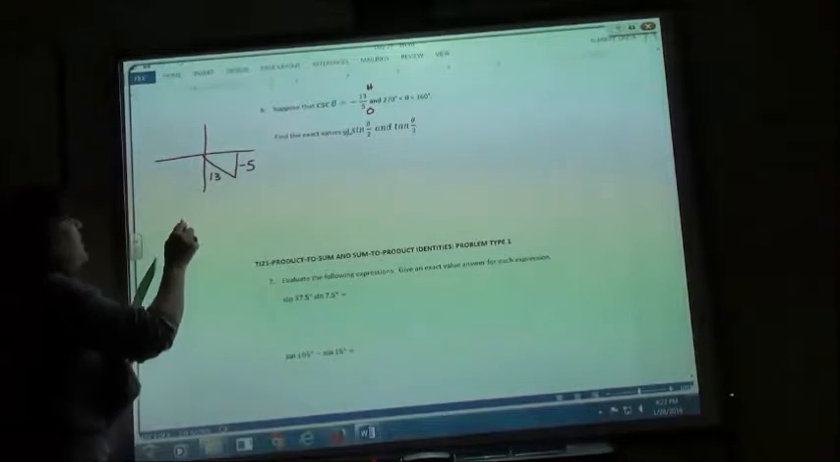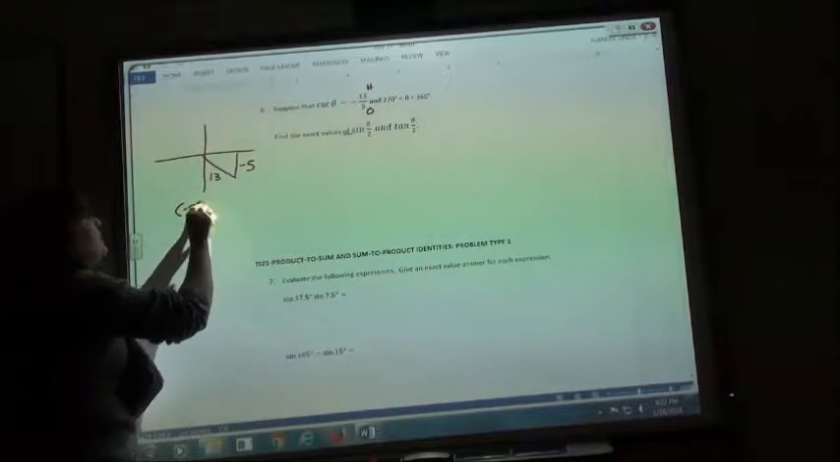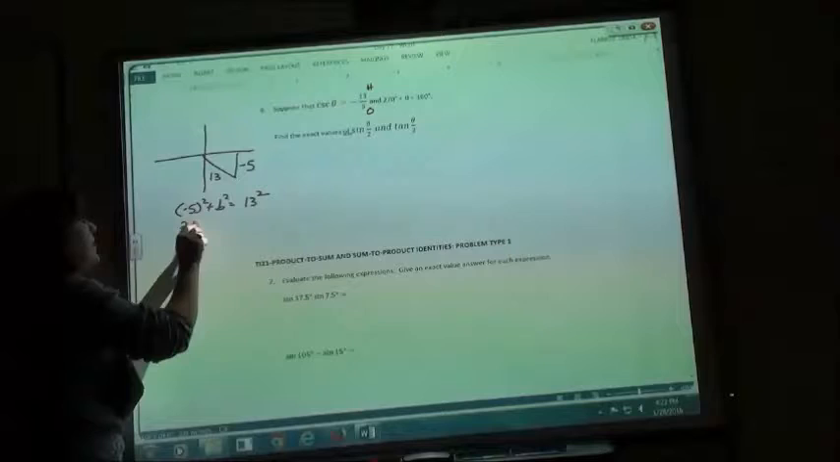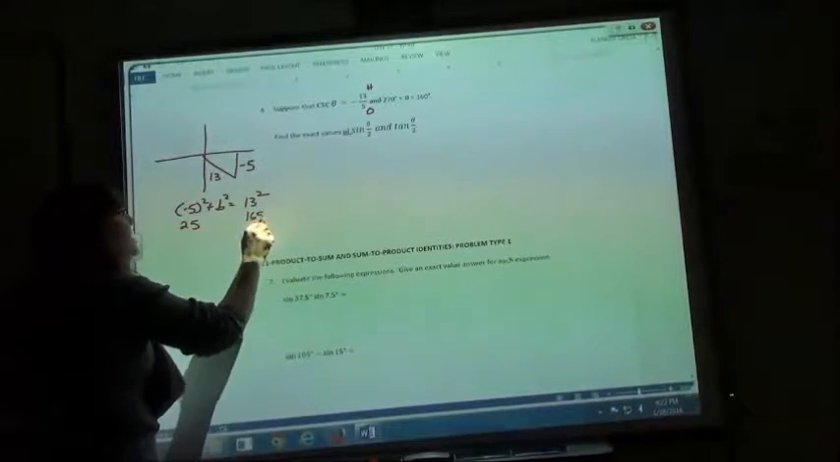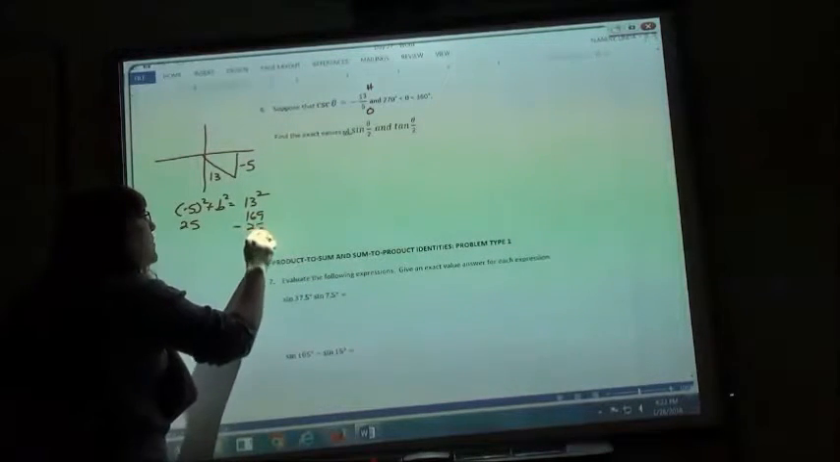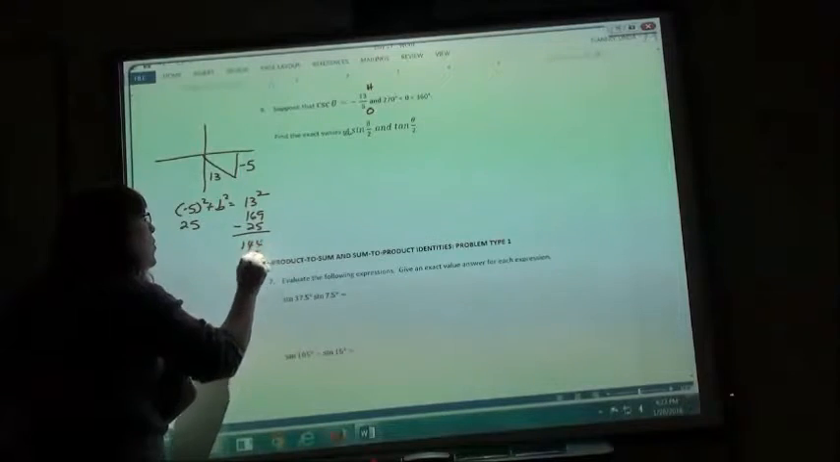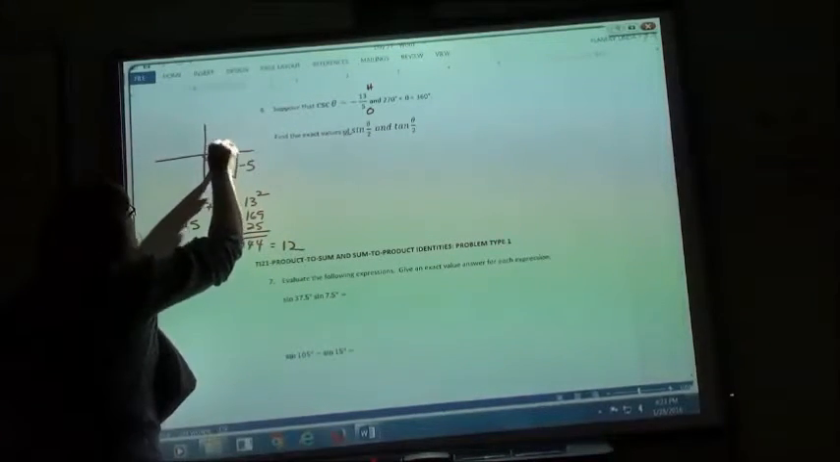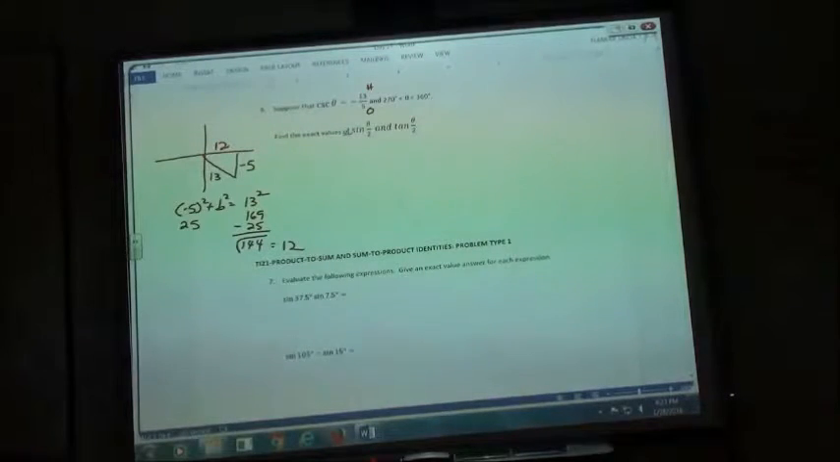And if I use my Pythagorean theorem, negative 5 squared plus b squared equals 13 squared. That's 25, that's 169. If I subtract my 25, I get 144. Square root of 144 is 12. That's going in the positive direction, so I've got my reference triangle drawn.